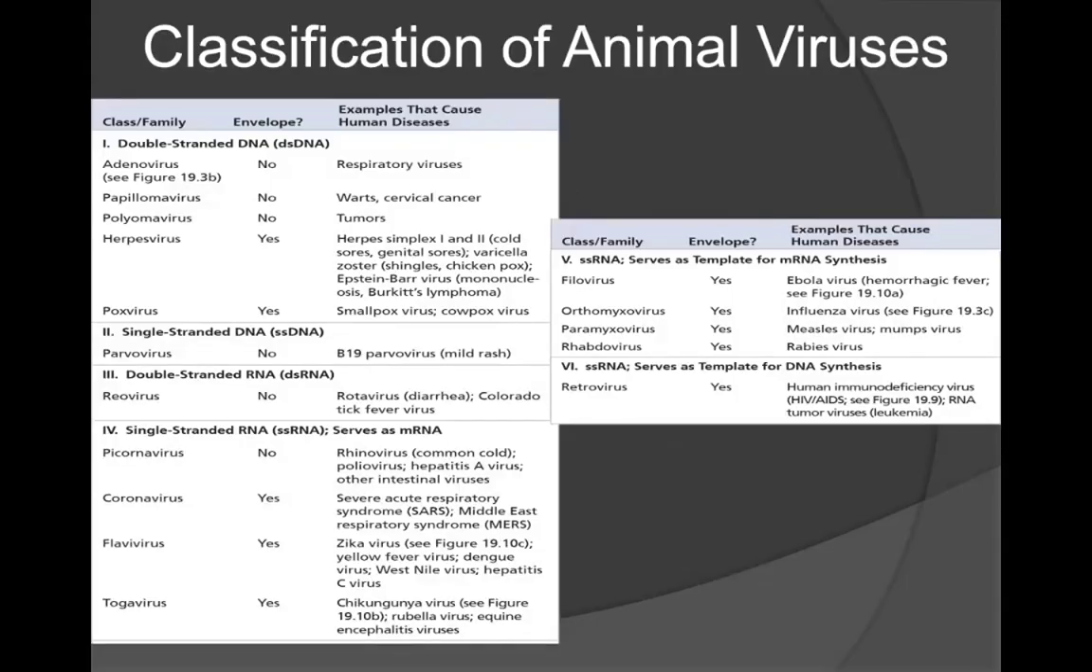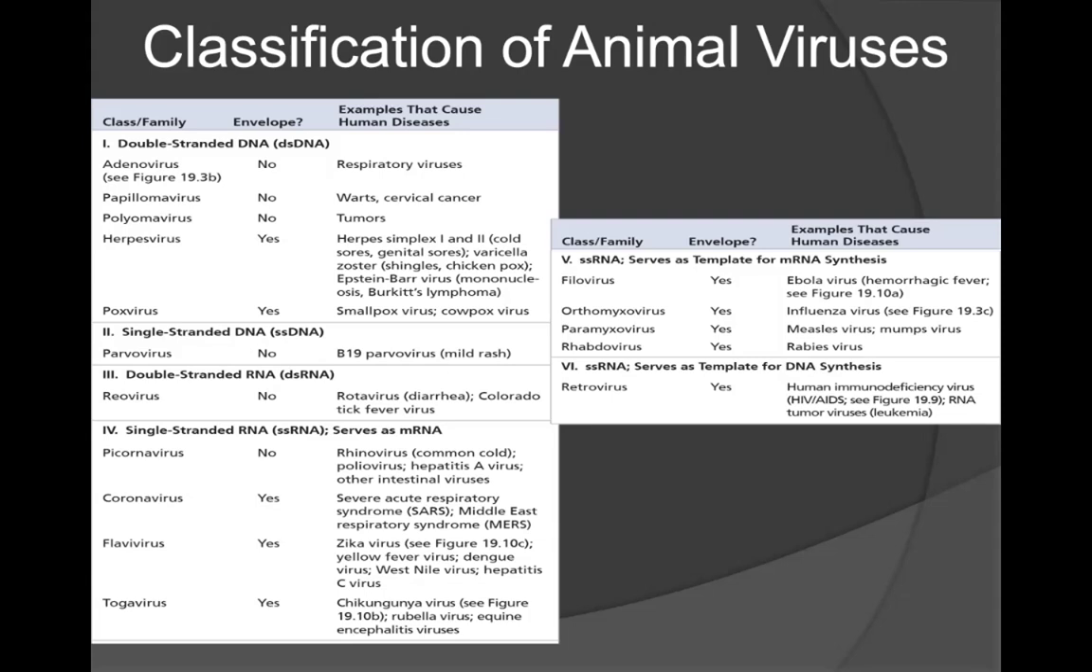This diagram gives an overview of the 6 different classes involved in the classification of animal viruses. Note that there can be multiple different ways to classify animal viruses. Some classification systems have 7 to 8 groupings. However, for the purposes of this course, we are referring to the 6 classes as seen here.